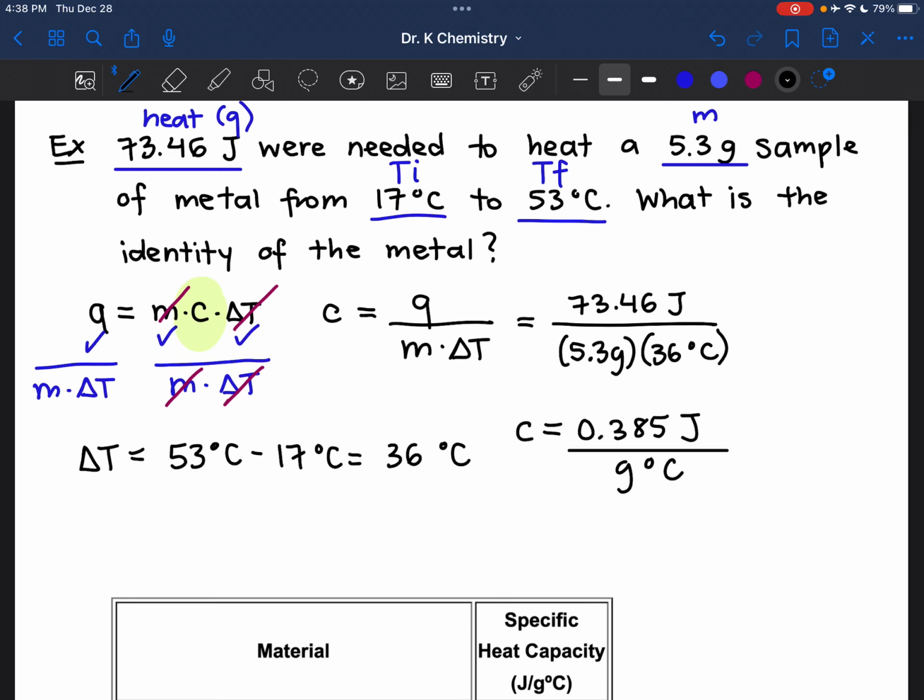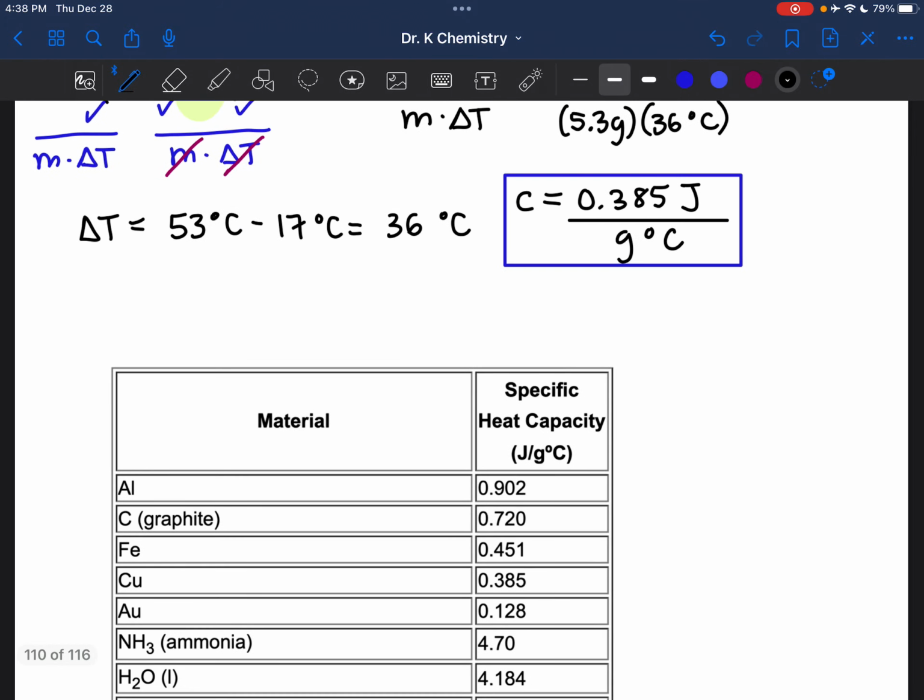So now that I have the value for the specific heat, I'm going to look that up in the table and see, well, which metal does it match? And it looks like the 0.385 matches copper. And notice that our units are also correct. Everything seems to match here. So the metal that we are looking for is copper.